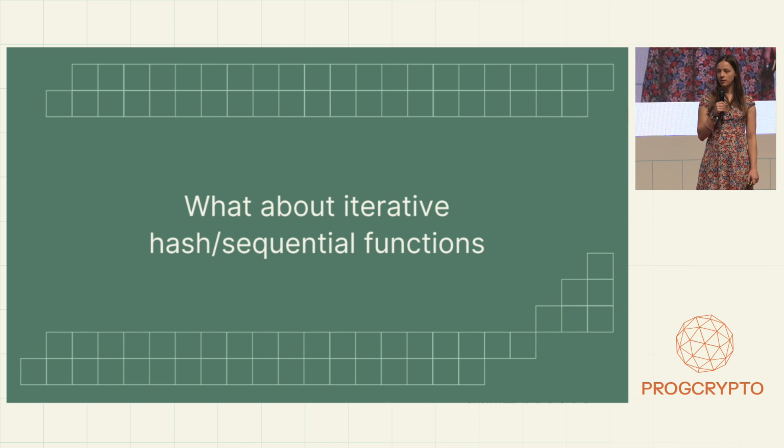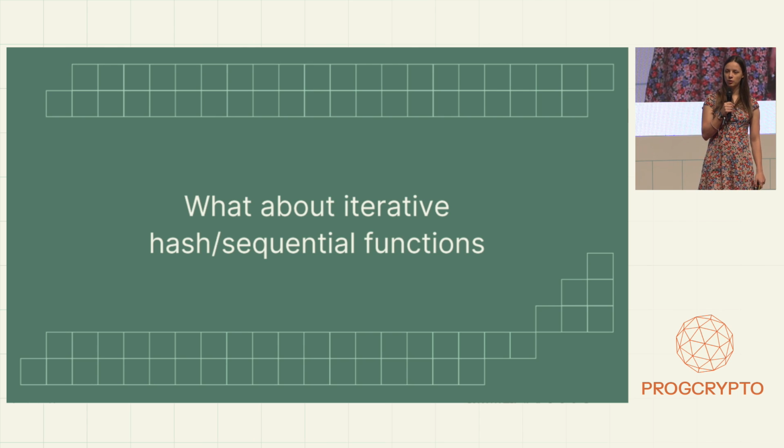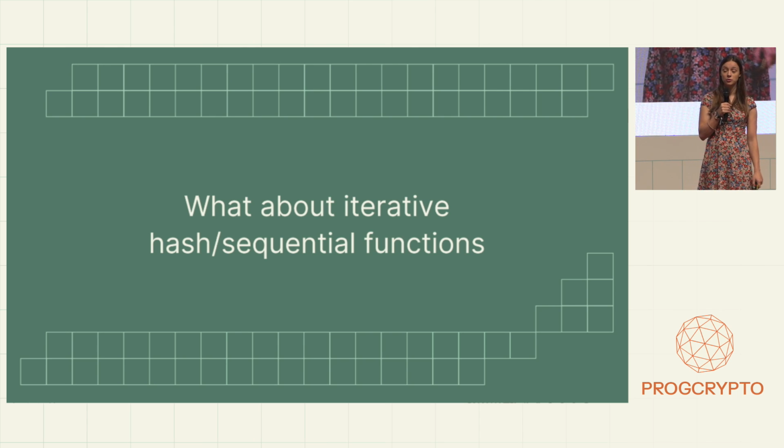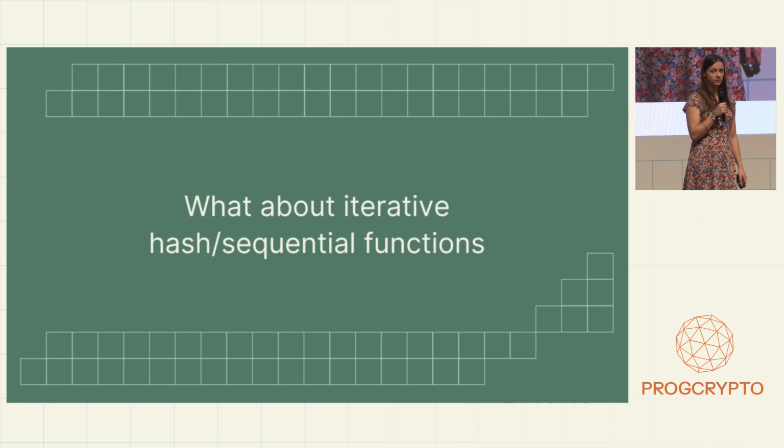So after this happened, there was a matter of, okay, back to the drawing board. We know that iterative hash functions or iterative sequential functions could be a potential alternative. Maybe these might have nicer hardware requirements. Maybe these might have nicer setup assumptions. Maybe we can give this a go.